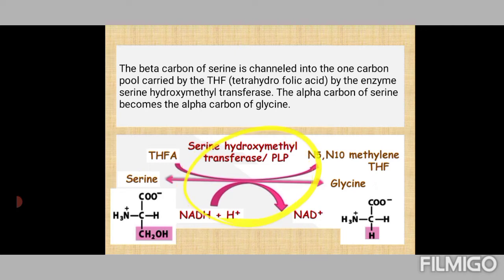Obviously, this is a reversible reaction. We can guess the glycine will receive the one carbon to become serine. That we will discuss later.